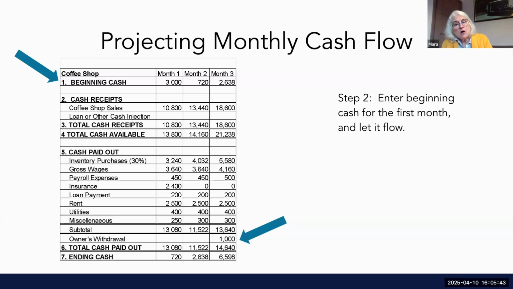The one thing I also want to mention here is that coffee shops are a cash business. Everybody pays for it right away. Credit card sales hit your bank account right away or in a couple of days. Some businesses really have to be careful about this. I mentioned a home health care business. They have to pay their wages to their home care workers. They have to pay insurance, rent, et cetera, et cetera.